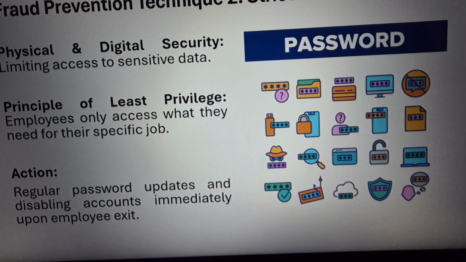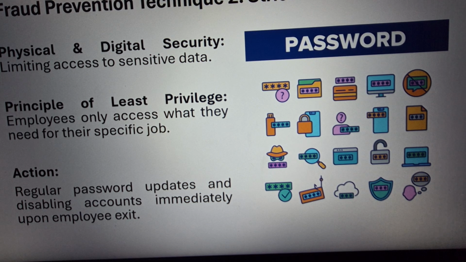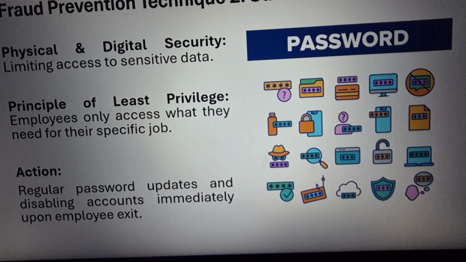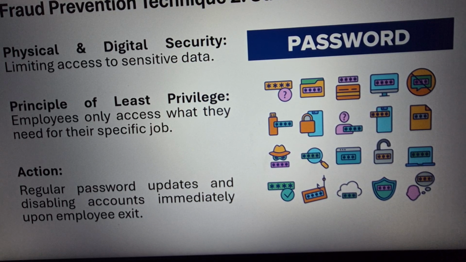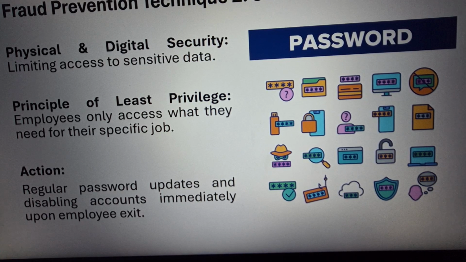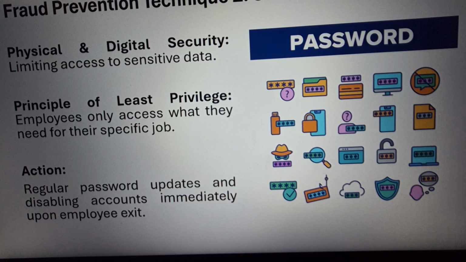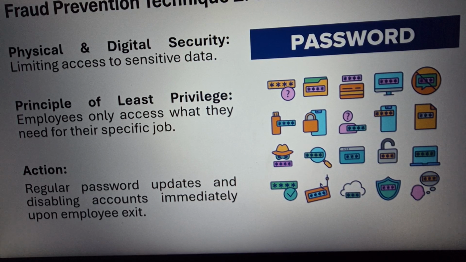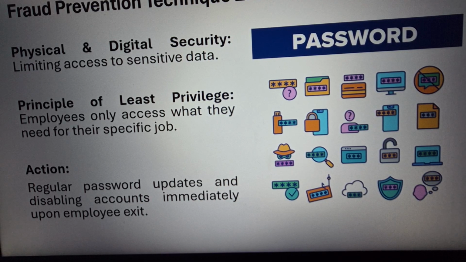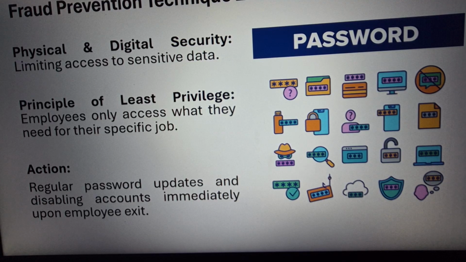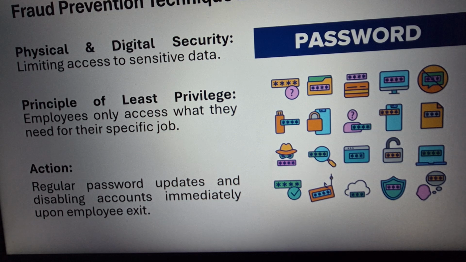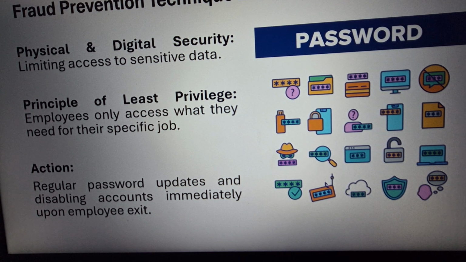Our second prevention technique is maintaining strict access control. We must apply the principle of least privilege. This means you should only have access to the specific financial modules and data necessary for your job function. This limits the potential damage if a specific account is compromised. It also involves digital hygiene, like mandated password changes and multi-factor authentication.